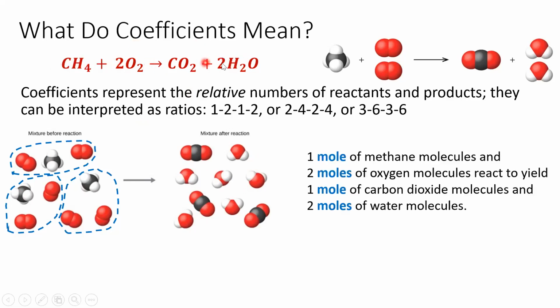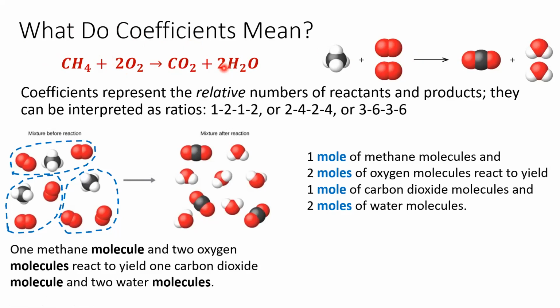So when we look at a balanced equation, it tells us the relative reactants and products for that particular reaction. So a 1 to 2 to 1 to 2 particle ratio, a 1 to 2 to 1 to 2 mole ratio. And again, one molecule of CH4 for every 2 O2s yields 1 carbon dioxide for every 2 H2Os. They're ratios.